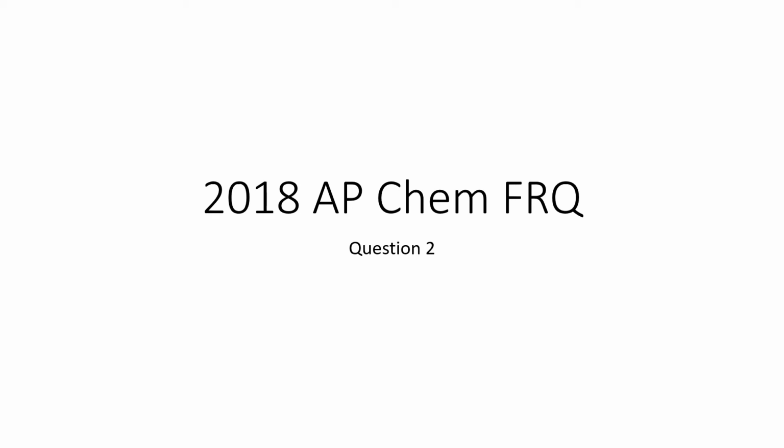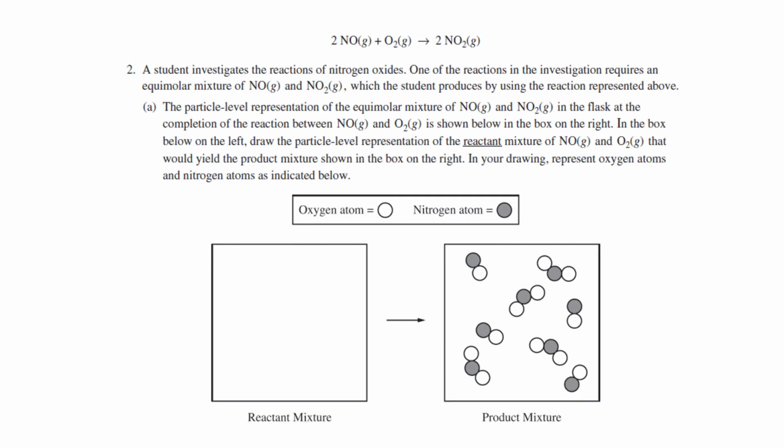This is a continuation of the 2018 AP Chem FRQ. We're continuing on to question 2, which is a long free response question. In this question, it starts off by providing us a balanced reaction between nitrogen monoxide and oxygen to produce 2 moles of nitrogen dioxide. They've given us a particulate drawing on the right, and they're asking us to draw the particulate level representation of the reactant mixture on the left.